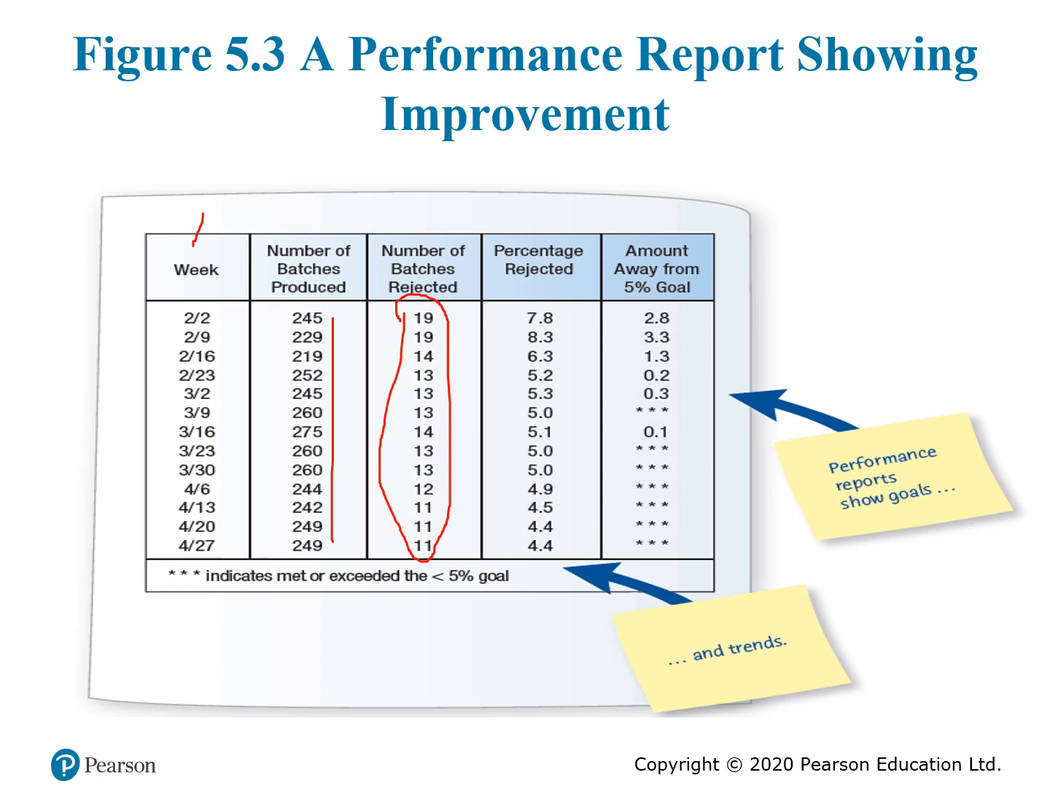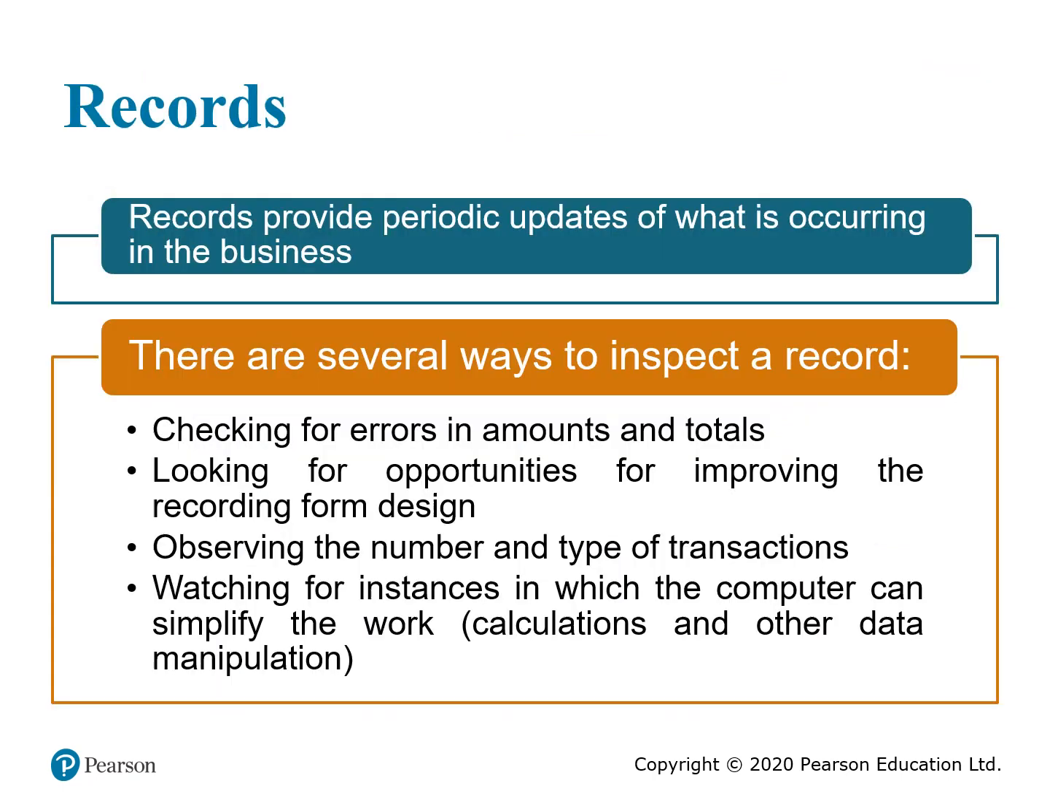So this is the percentage here, and also here the column is representing the amount away from the 5% goal. So this kind of report is telling something. So the system analyst can understand and can also get many things from reading and analyzing this kind of performance report. So for the records, they provide periodical updates of what occurs in the business.